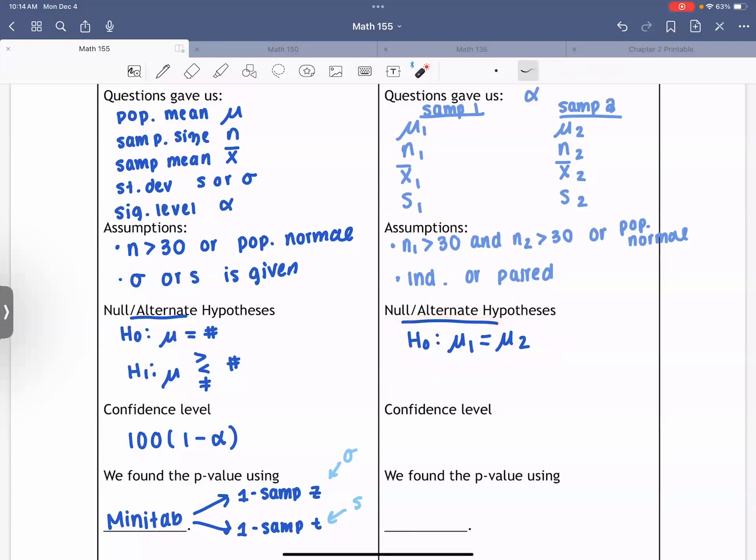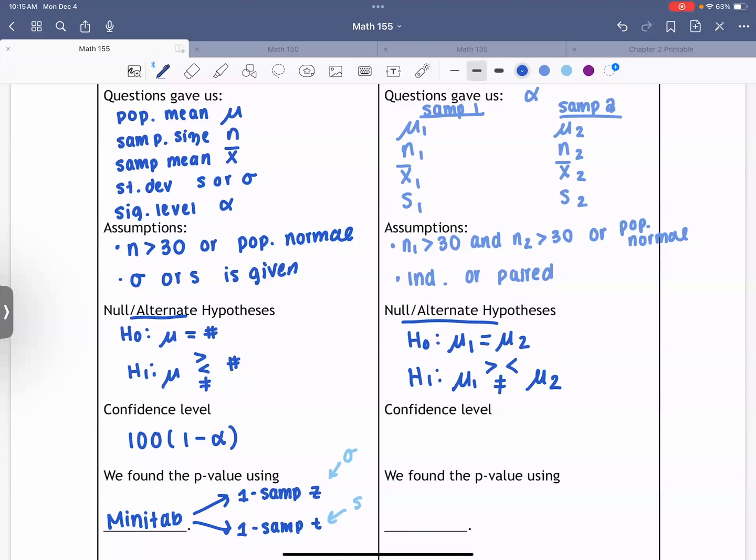It's always going to be this, okay? The alternate hypothesis is going to be a little bit different. We'll still have mu1, mu2, but we're going to have either a greater than, a less than, or a not equal to sign. That looks like a face. But that's what our alternate hypothesis is going to look like. Any questions so far?